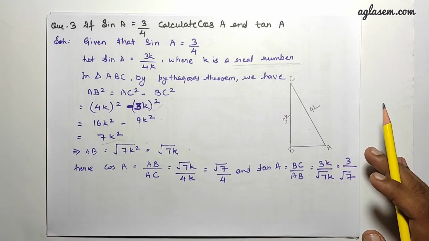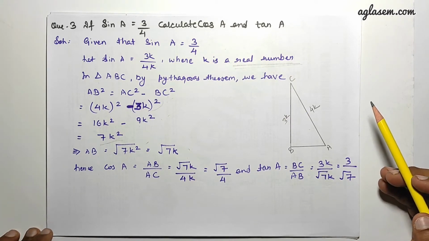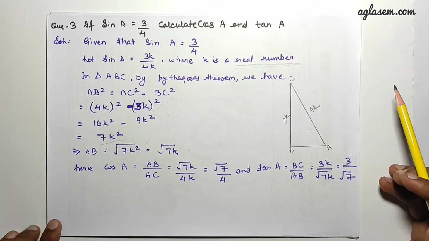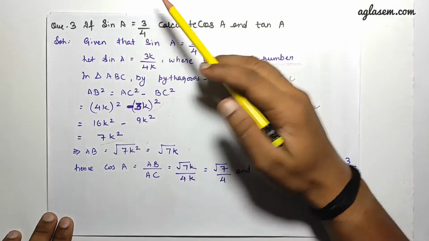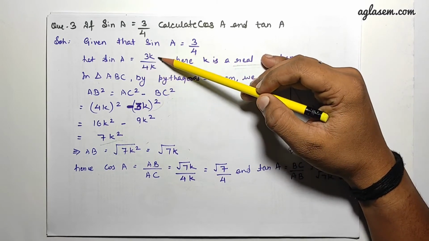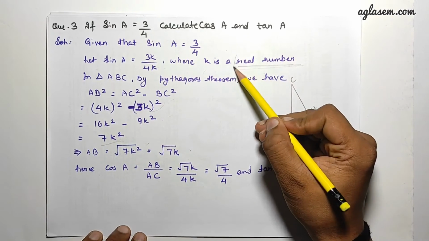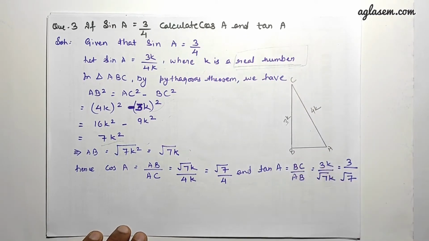So now the question number 3 says, if sin A is equal to 3 upon 4, calculate cos A and tan A. So let's start with the solution part. Given that sin A is equal to 3 upon 4, let sin A is equal to 3k upon 4k, where k is the real number. So you have to take k, that is a real number.